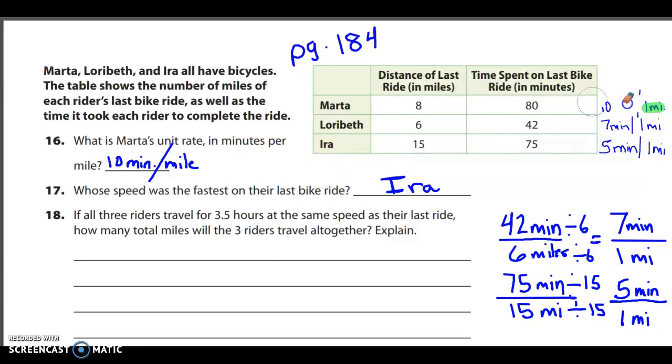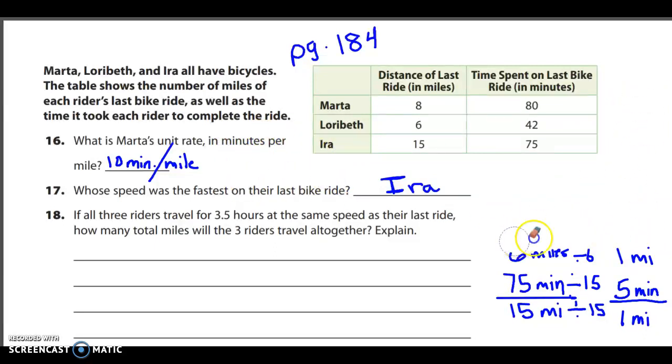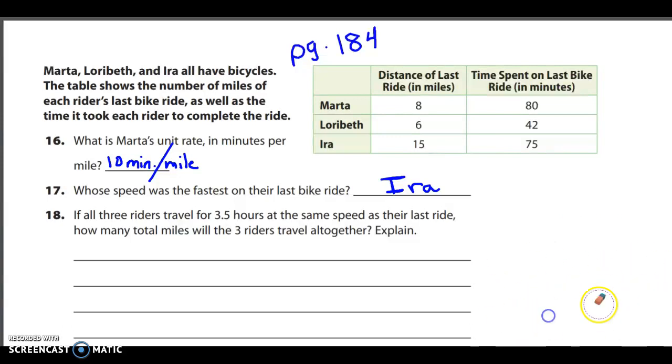Number 18 is quite tricky, but I can help you. I think I'm going to try to show my work over here on the right. It says, if all 3 riders travel for 3.5 hours at the same speed as their last ride, how many total miles will the 3 riders travel together? So let's think about one person at a time. Let's think about Marta. Marta can go 10 minutes per mile. So she can go 1 mile in 10 minutes. So 10 minutes for 1 mile.